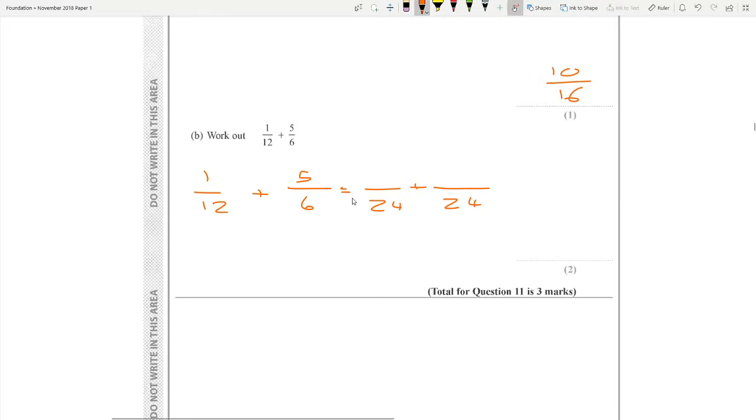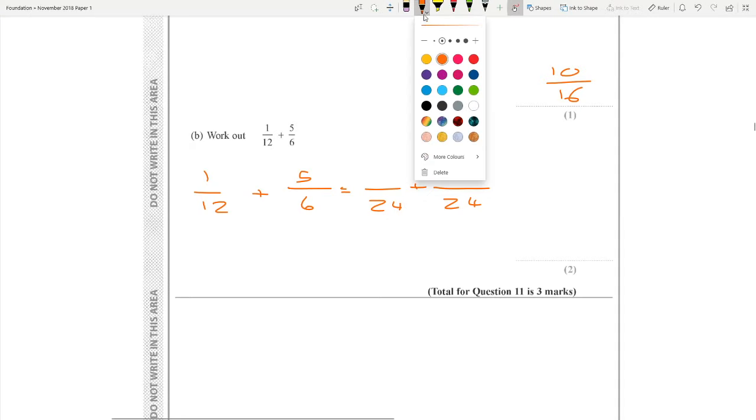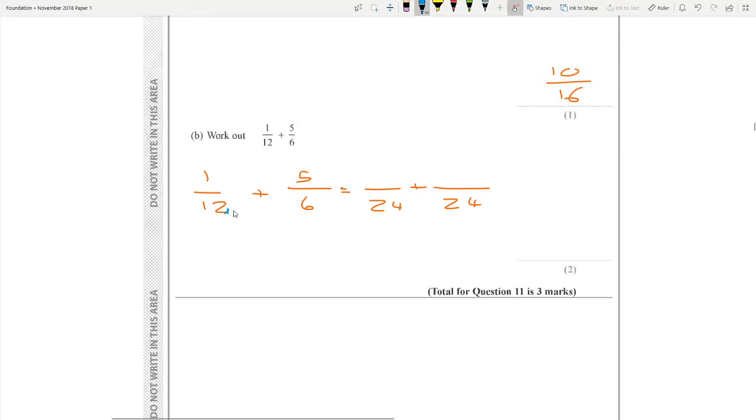So 12, to get to 24, you have to times by 2, isn't it? So times this by 2, and so therefore times the top by 2 as well. 1 times 2 is 2, and to get 6 to 24, you have to times by 4, so therefore times the top by 4 as well. 5 times 4 is 20, so therefore your answer would be 22 over 24.